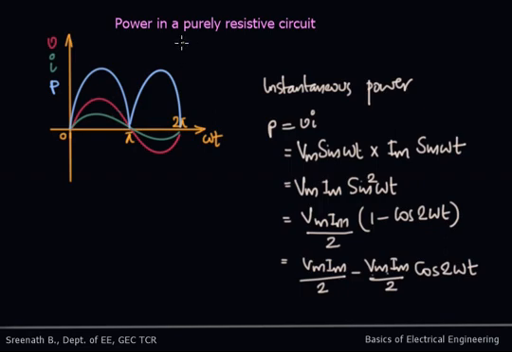Now we are trying to calculate power in a purely resistive circuit. So the instantaneous power is given by V into I. You are multiplying the values of voltage and current at each instant. So you will be getting Vm sin omega t into Im sin omega t. So Vm Im sin squared omega t. So you will be getting Vm Im by 2 minus Vm Im by 2 cos 2 omega t. Okay, so you will be getting this equation.